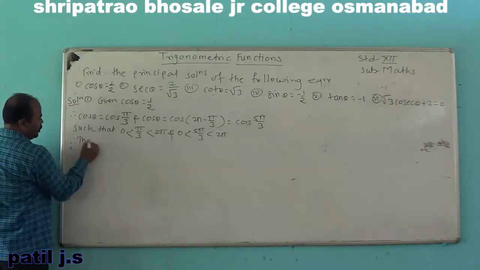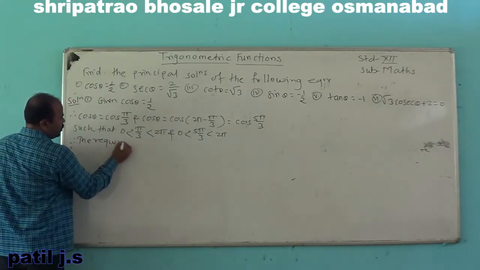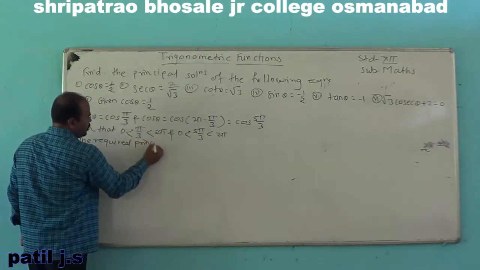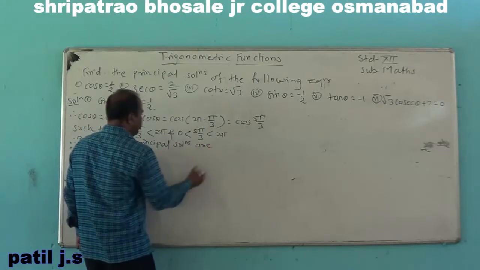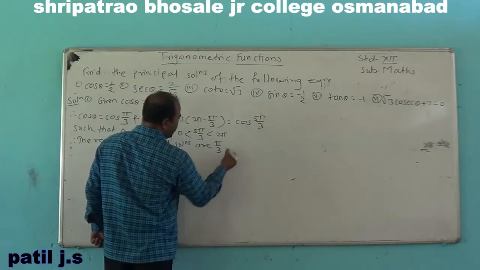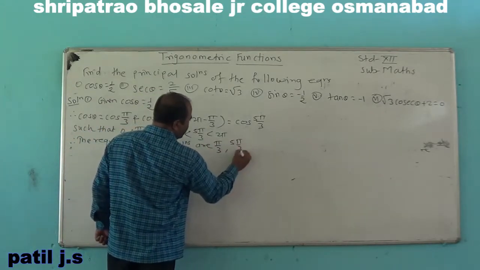Therefore, the required principal solutions are pi by 3 and 5 pi by 3.